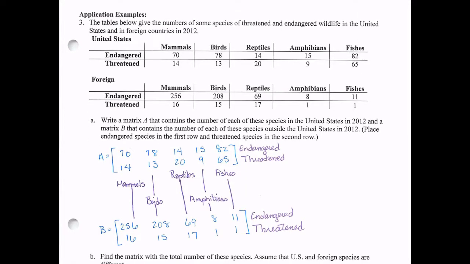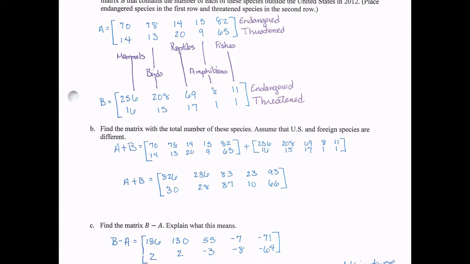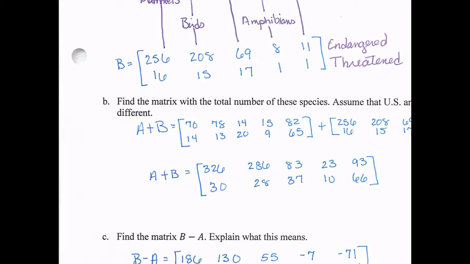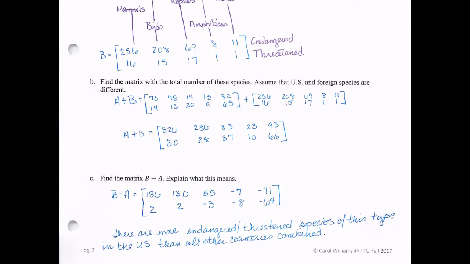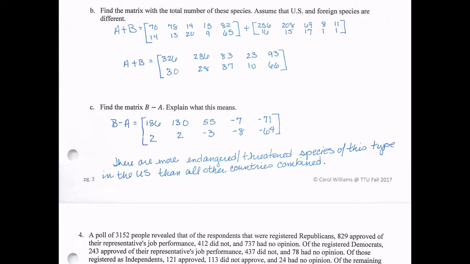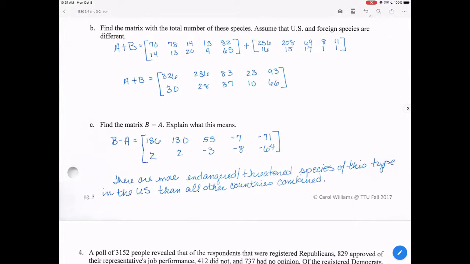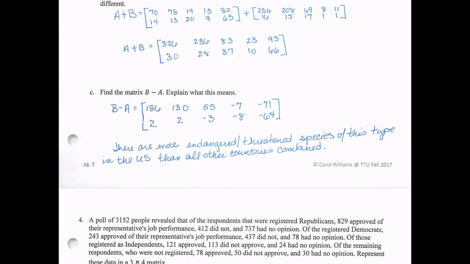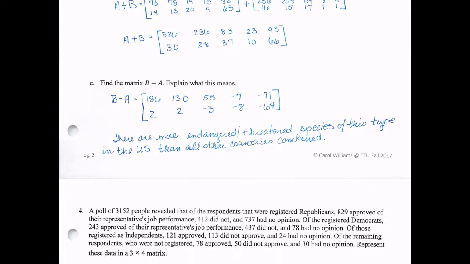Now, for the application questions, all they're asking you to do is to set those into matrices for part A. For part B, they're asking you to add those two matrices. Again, term by term. So 70 plus 256 is 326. You get the idea. For part C, it's asking you to subtract. So that's 256 minus 70 is 186. You do it term by term, 208 minus 78. I find it easier to just do it in your calculator term by term.